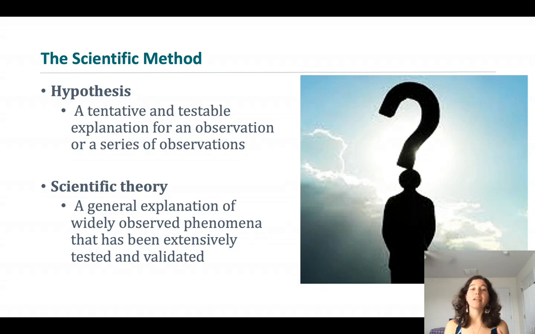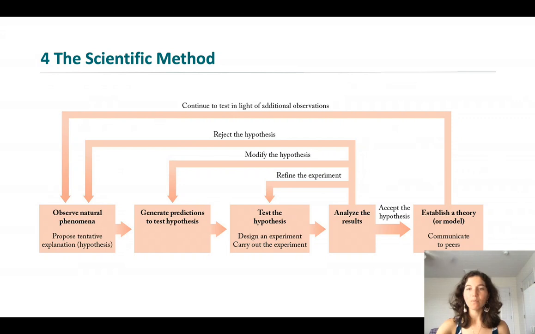A scientific theory is a general explanation of a widely observed phenomenon that's been tested via hypotheses and validated over and over again. It's very repeatable. So here's what the scientific method looks like in practice. First you observe a natural phenomenon. You might see something interesting and think, I wonder how that works. And so you observe it and you make an educated guess about how it's working.